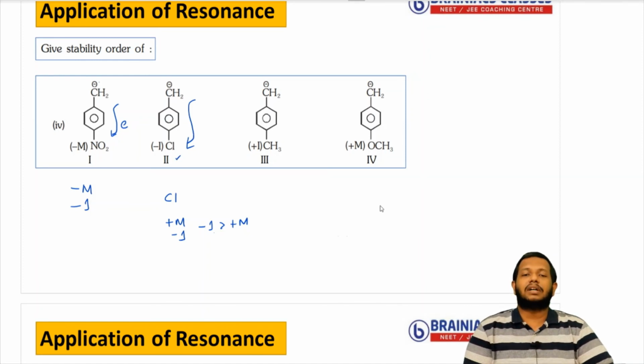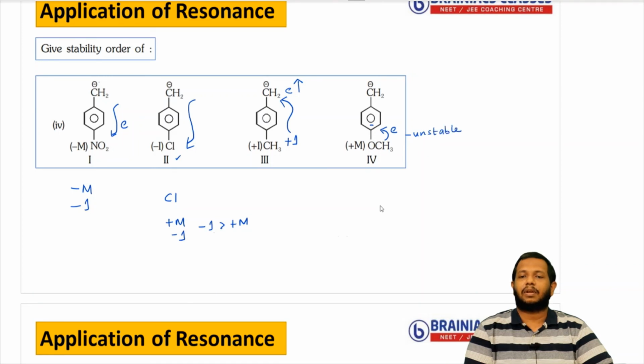Now the third one, that is very important: CH3 group, which has plus I effect, and due to this it is donating electrons. Donating electrons means the electron density over here increases. That means it is becoming unstable because negative charge is increasing. Now the next one, OCH3, we know that it has plus M effect. So what is happening here? When negative charge comes here, this will donate electrons here, making its electron density higher and making it unstable.